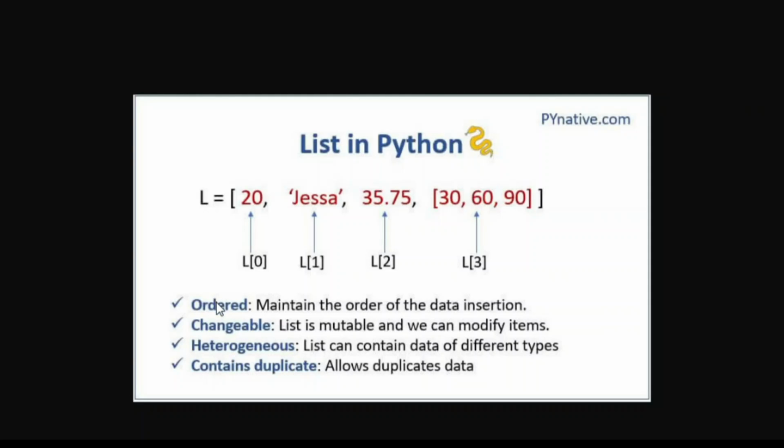Now the features of Python lists: they are ordered, which maintains the order of the data insertion. Changeable: a list is mutable and we can modify items inside of each list. Heterogeneous: a list can contain different types and contains duplicates. So it can also contain duplicate data. If we want to type in another Jessa, we can just put in a comma right here and then type in Jessa with single quotation marks.